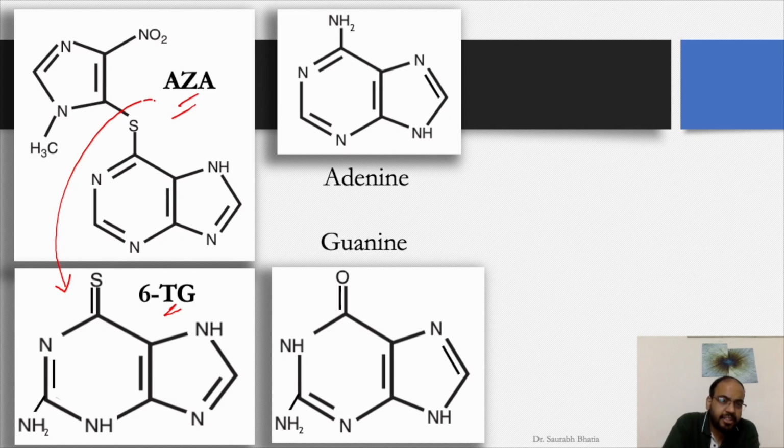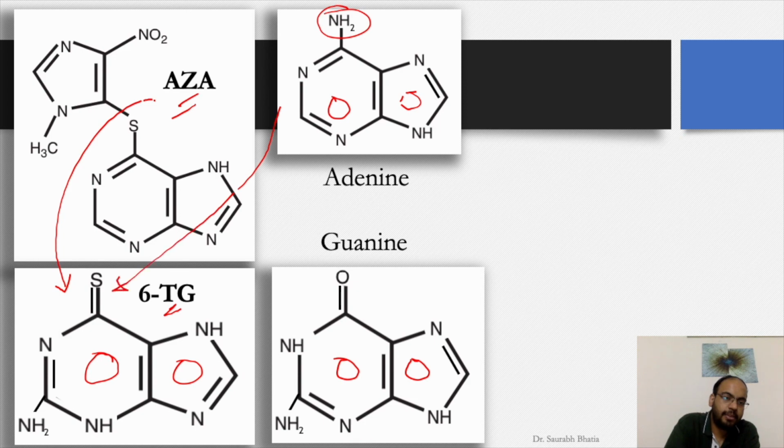Now, as I've mentioned, these two rings are the purine backbone, and these are the naturally occurring purines. In guanine, you can see these two rings. In adenine, you can see these two rings. The only difference is that the amine group in adenine is replaced by a sulfur group, or the thiol group, in 6-thioguanine, or the hydroxyl group in guanine is replaced by a sulfur group in 6-thioguanine.